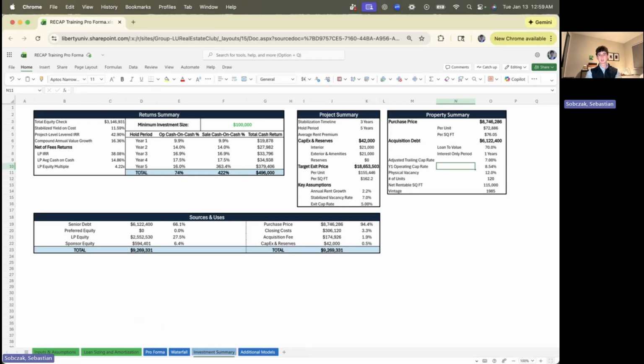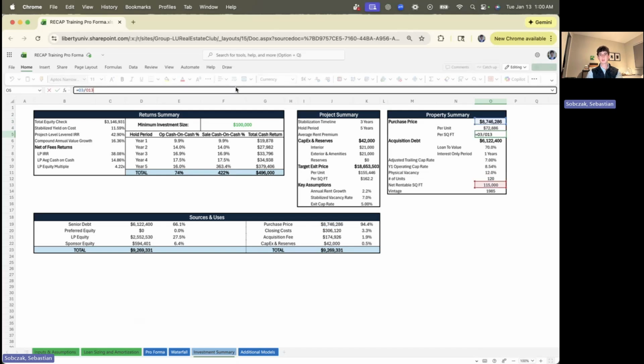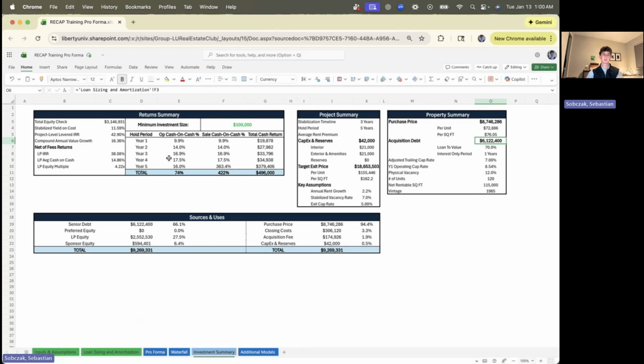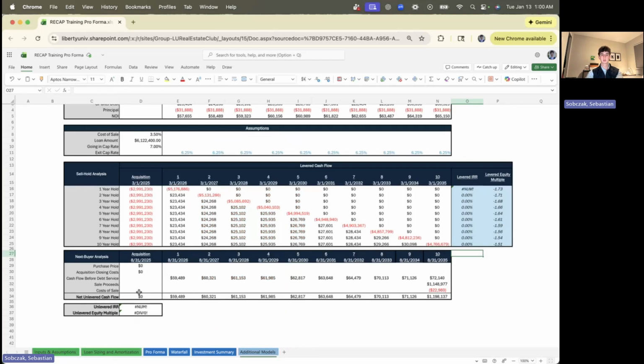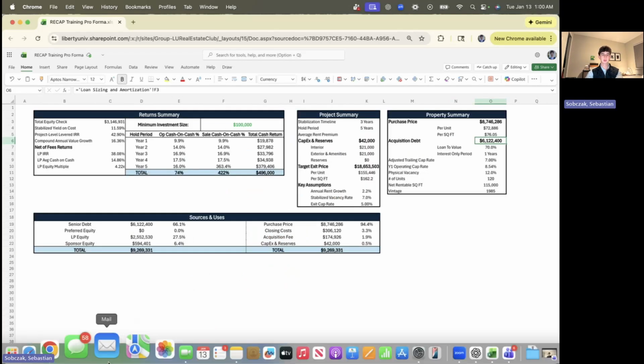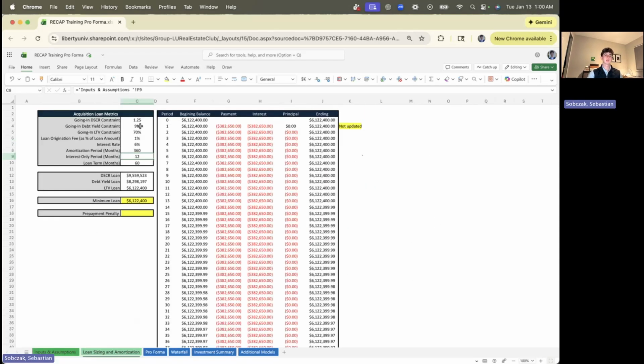Our purchase price and property summary, it's just J19. It's pretty straightforward. We've got our purchase price there, and then per unit, again, we're dividing it by O12 and then O11 for, or O13 for, 11 and 12 for net rentable square footage. And then our acquisition debt is just from our loan sizing and amortization. So we're going to go over to this tab, and I believe it said F3. Yeah, so F3, loan sizing and amortization.